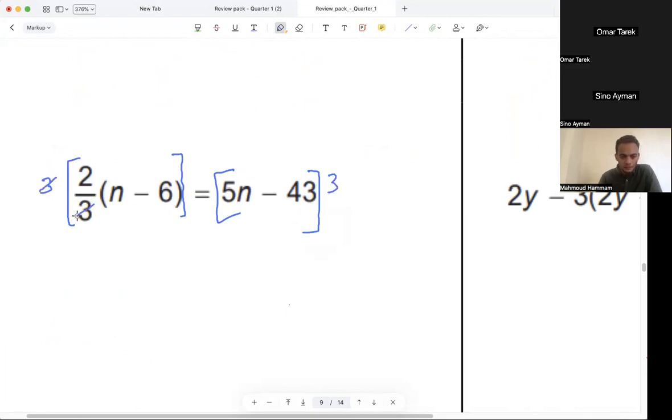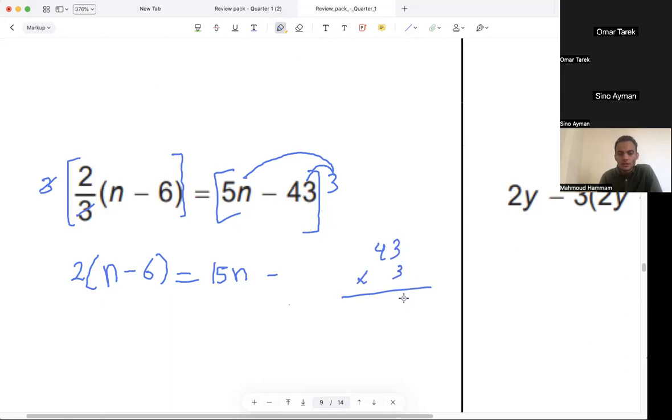3 times 2/3 is just 2. And you still have n minus 6 equals. This 3 is multiplied by 43 one time and multiplied by 5n another time. So 3 times 5 is 15n minus 43 times 3. What is 43 times 3? Let's multiply. 3 times 3 is 9. 3 times 4 is 12. Excellent. So it is 129.